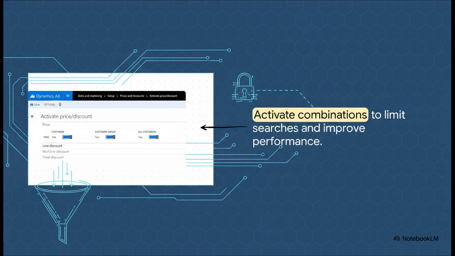As an analyst, you actually hold the keys to this funnel. By configuring the Activate combination setup, you can deliberately restrict these searches. Doing this doesn't just vastly improve system performance by limiting the search scope, but it literally eliminates the risk of incorrect price overlaps. It's a real game changer.